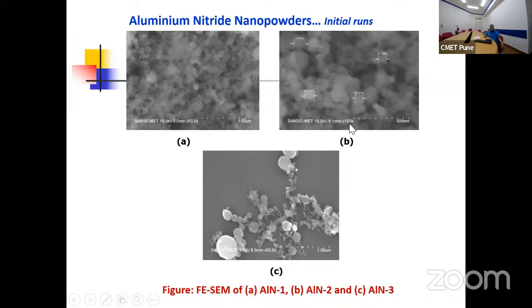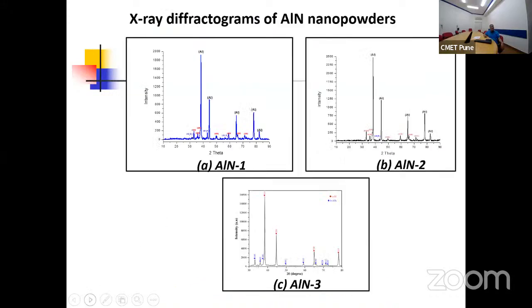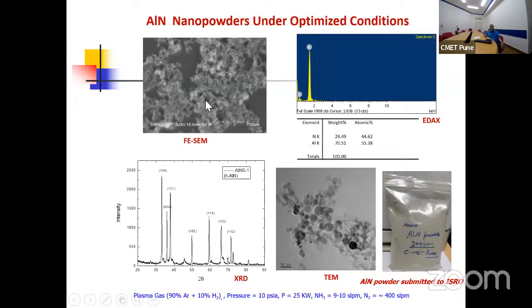One can see this is at 1 lakh magnification. Here it is 50,000, here also 50,000. You can see most of the particles are less than 100 nanometer. And these are the XRDs of those nanopowders. And these are the optimized nanopowders, which are less than 100 nanometer, under these conditions: argon 90% and 10% hydrogen, 25 kilowatt. We have synthesized 200 gram of nano aluminum powder, which we supplied to ISRO.